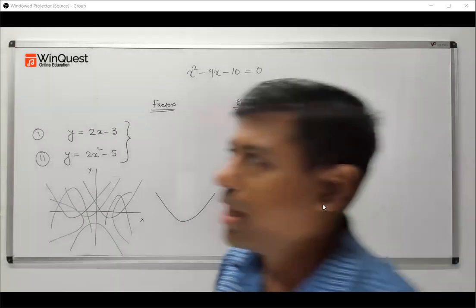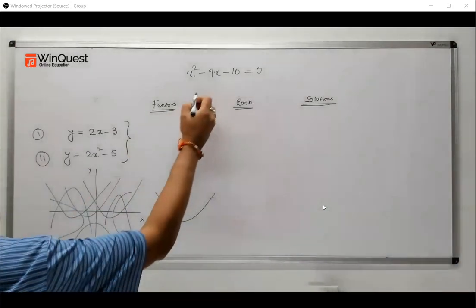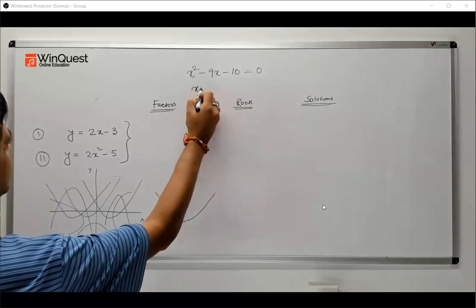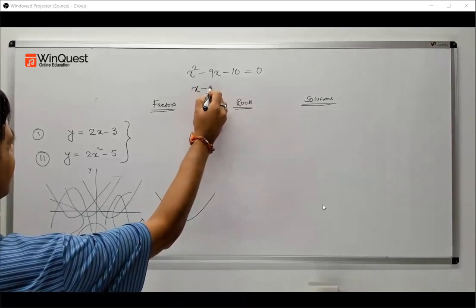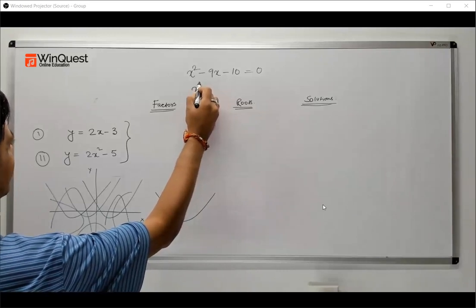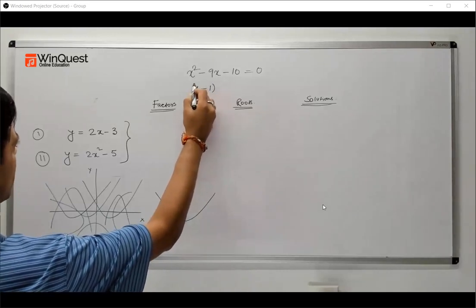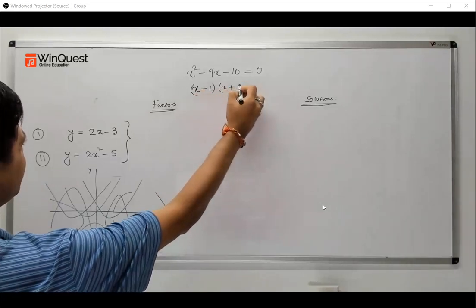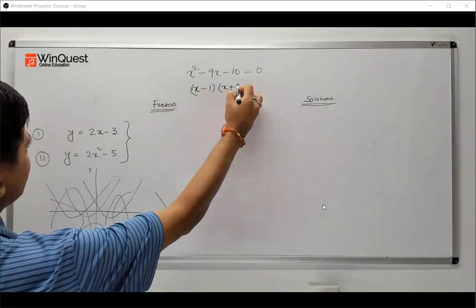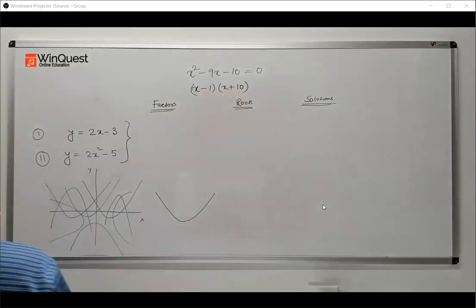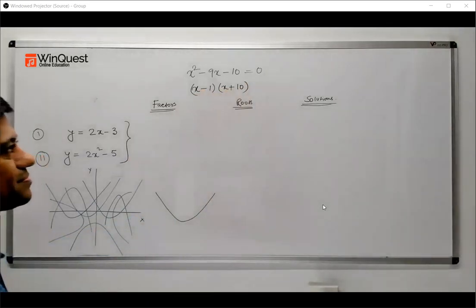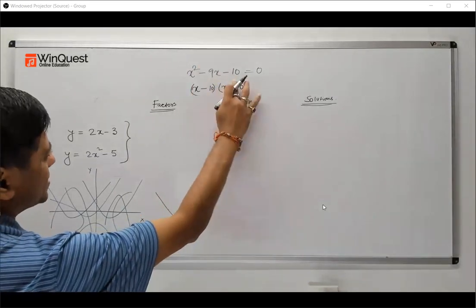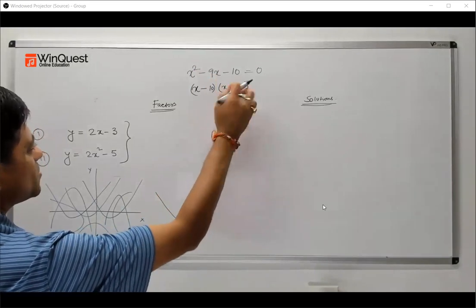Okay. After you do the factoring, you are probably going to get this as x square minus 9x minus 10. I got x minus 10 and x plus 1. Okay. x minus 10 and x plus 1.